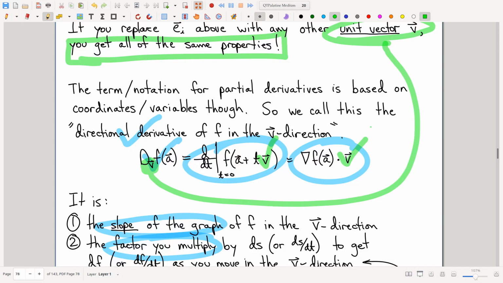Okay, pausing. What do you think? Everybody buying it? Okay. All right.